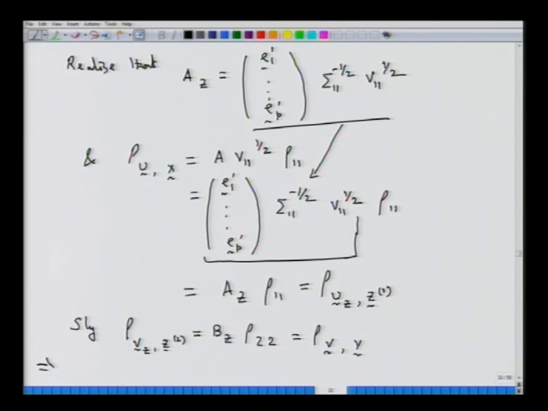So, these observations imply that the correlations are not affected by standardization of the variables.